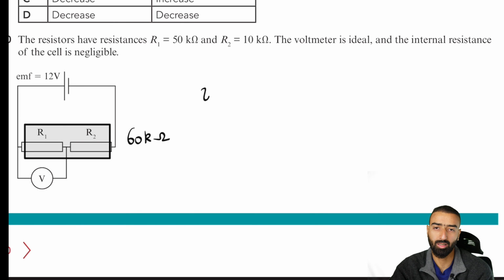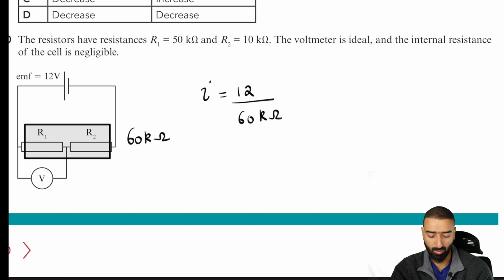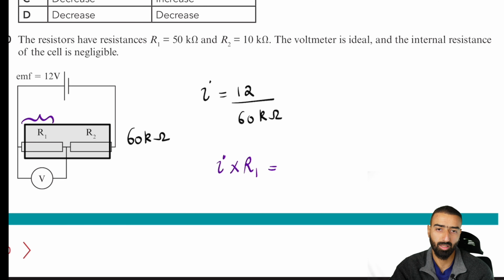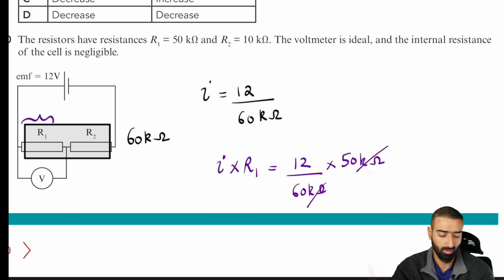That means the current in the circuit I would be 12 divided by 60 kilo ohms. That means the voltage drop across R1 would be I, current, times the resistance R1. Current is 12 over 60 kilo ohms, and the resistance R1 is 50 kilo ohms. Kilo ohms goes away with kilo ohms, and if we solve this, we end up with 10 volts.